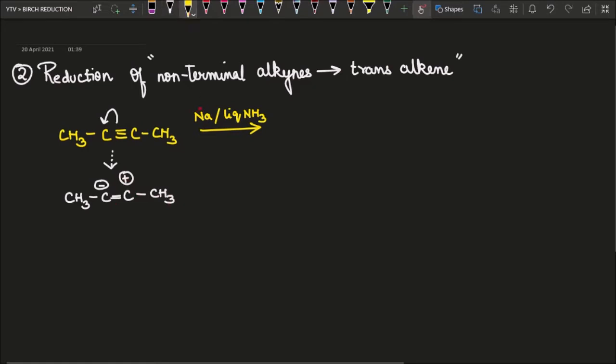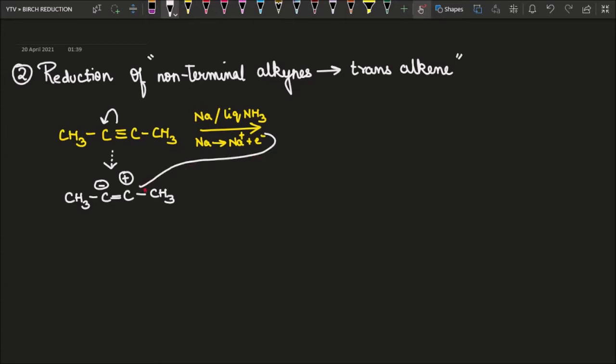Since we are adding sodium in liquid ammonia, the sodium metal is going to act as your electron source. So it will be providing an electron. This electron will get attached to this particular carbon. First only one electron is getting attached, so it's going to form a radical. So the product is going to look like CH3, C, double bond C, with a negative charge here and a radical here. The electron has been provided by sodium metal, and then CH3.